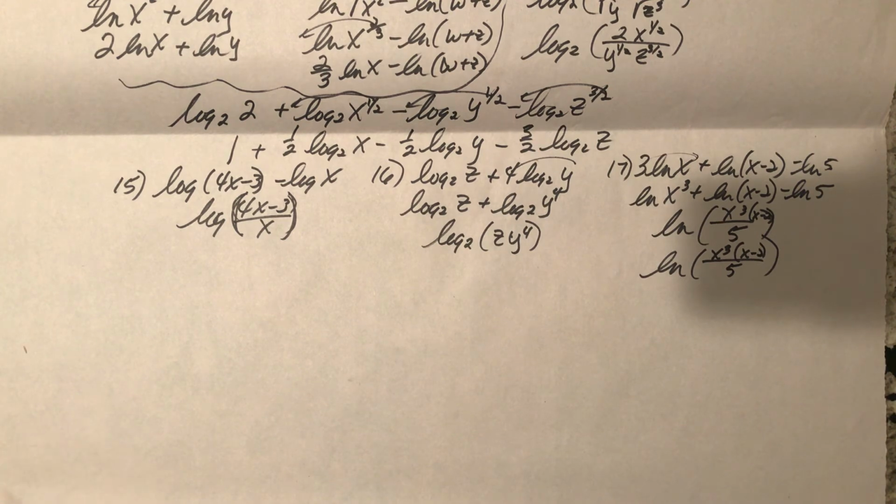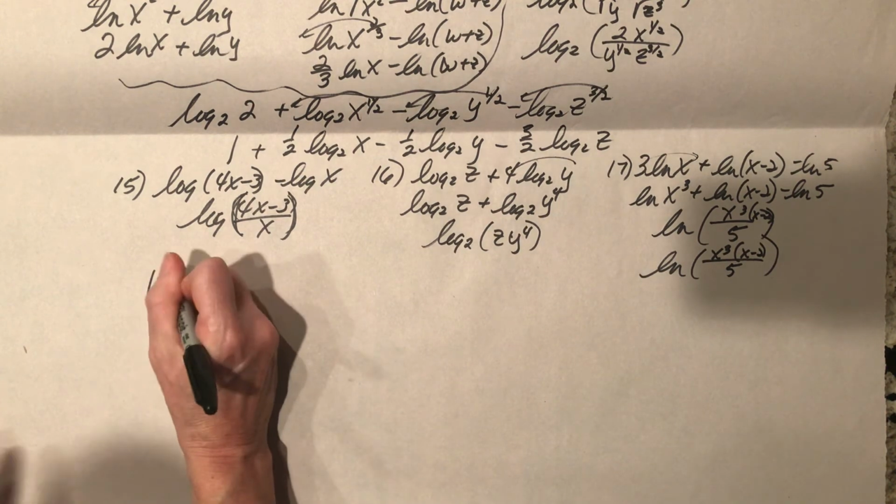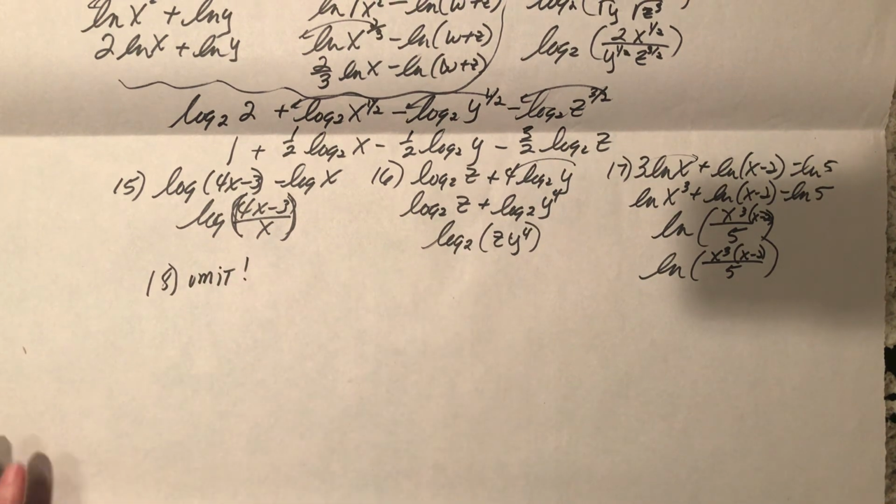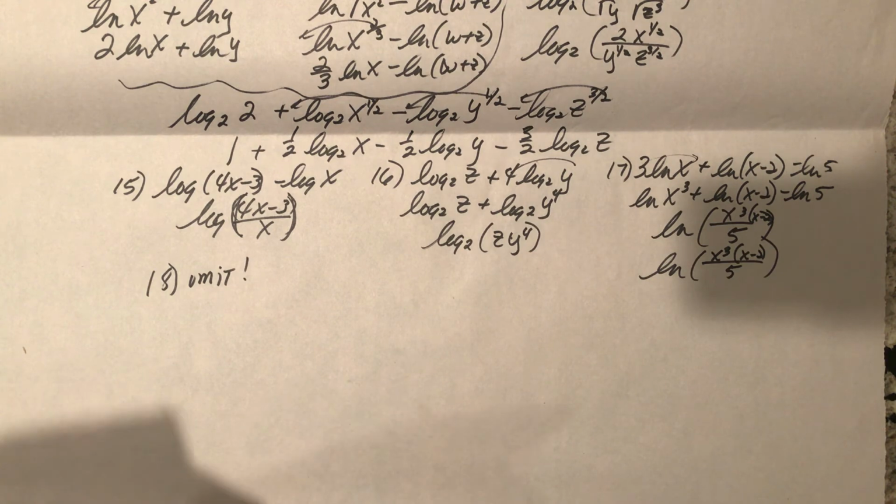Okay, let's look at number 18. We're skipping 18. Omit 18. Yeah. So number 18 is an omit. It's too much trouble. If we were in class and we were spending, whatever, we might do this, but I'm not so sure we would. There's nothing even remotely like it in your homework.